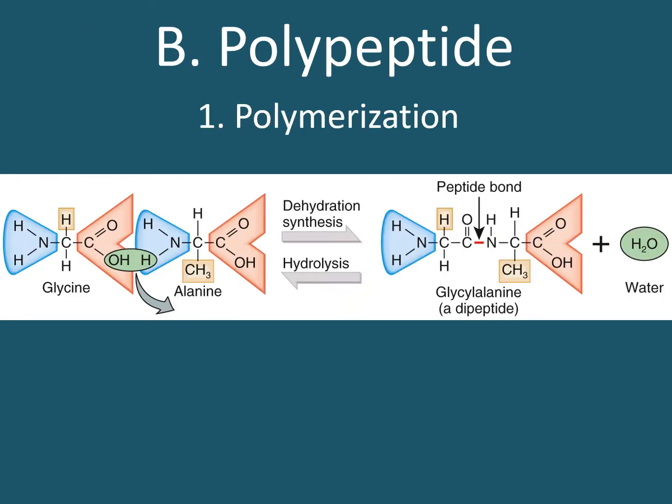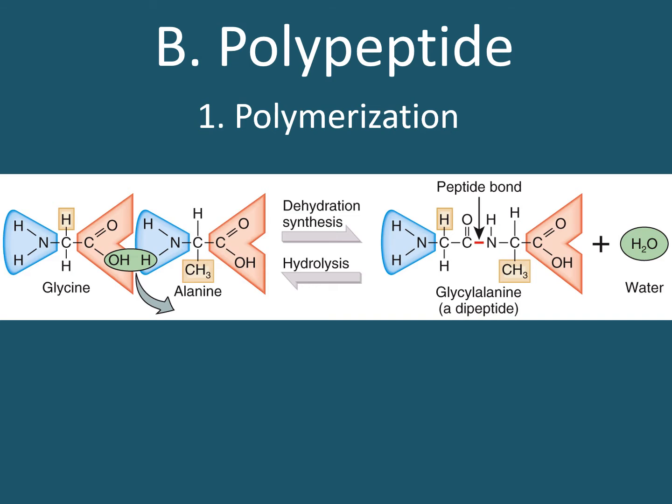Remember, proteins are long chains of amino acids. Proteins are polymers and are built by polymerization, specifically dehydration synthesis. Here you can see a depiction of this process. The amino group of one amino acid is attached to the carboxyl group of another amino acid. The resulting covalent bond that joins these two amino acids is called a peptide bond.